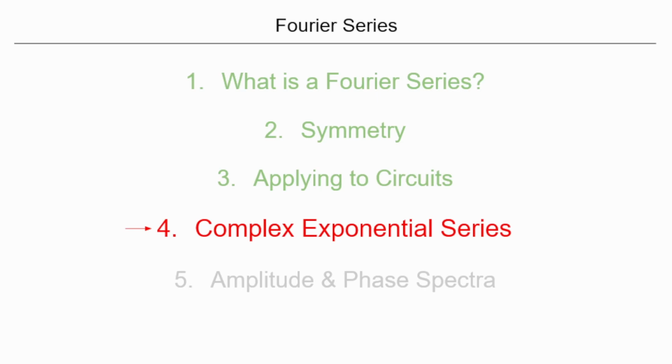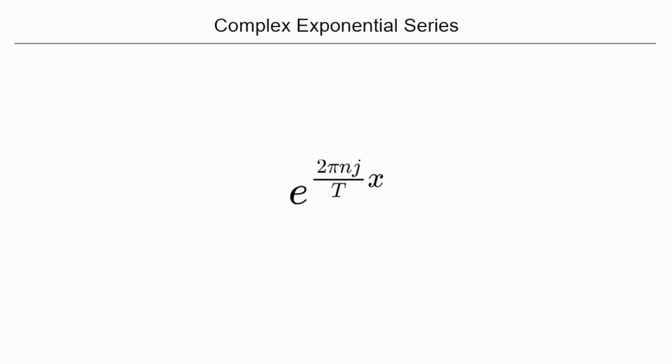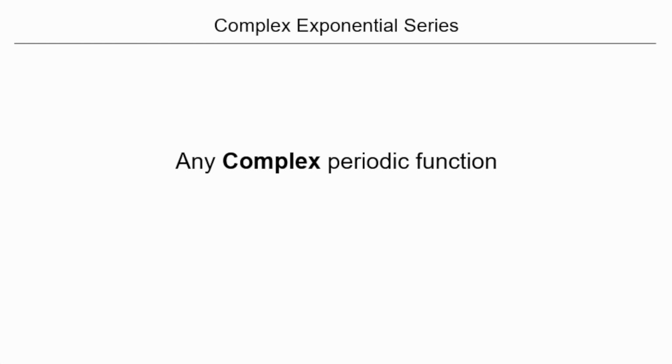But now comes the beautiful part, the best part of this whole video. Complex exponential series. A complex exponential, e to the 2 pi n j x divided by T, where T is a period, n is just some number, and j is an imaginary unit. What I'm now saying with the complex exponential series is that any complex periodic function, not real as before, but just any complex, so also real, can be written as a sum of complex exponentials. So e to the something.